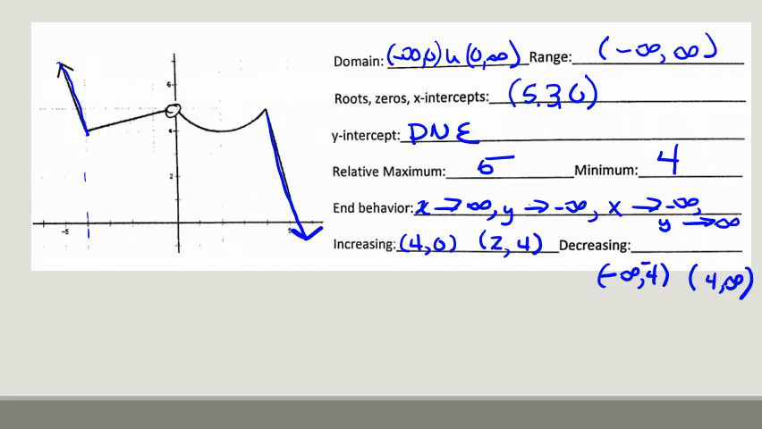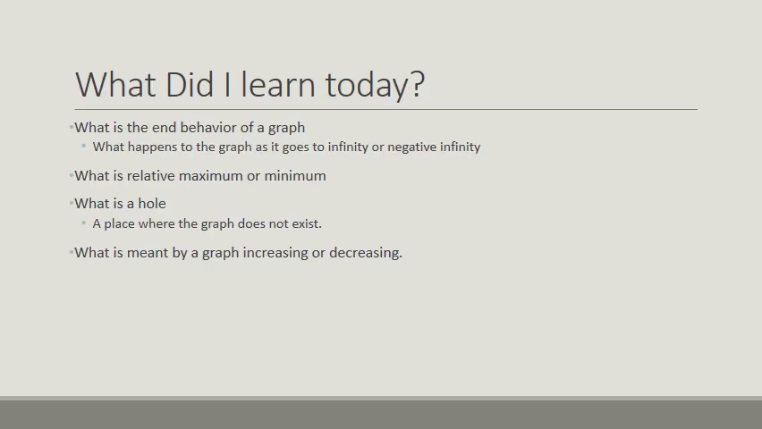Okay. So I've looked at a whole bunch of different characteristics. Remember the end behavior, what happens to the graph as it goes to infinity or -infinity. Relative maximum or minimum is the highest point on the graph that we can see. A hole is a place where the graph doesn't exist, although the graph is all around there. And then increasing or decreasing as we read it from right to left.